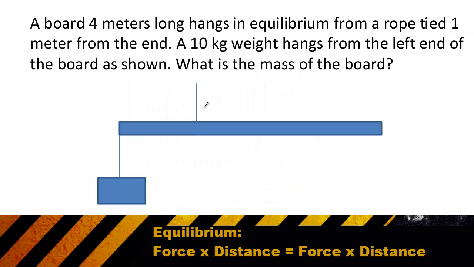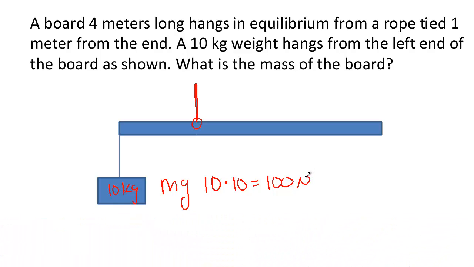Here's a fairly standard torque problem, as we have a board hanging in equilibrium from a string. This string will act as the axis point or the fulcrum on the board. The two forces we have are the 10 kilogram weight on one side. Gravity is pulling down on the 10 kilogram weight with a force of mg, or in this case, 10 kilograms times the acceleration from gravity, which is 10, so we have 100 newtons pulling down on the left-hand side.